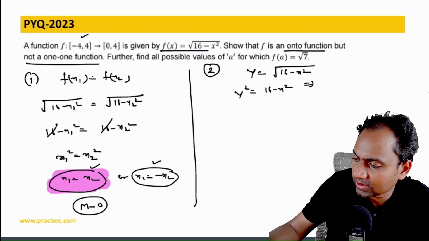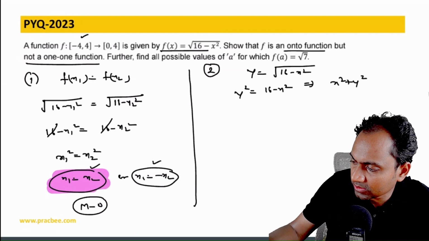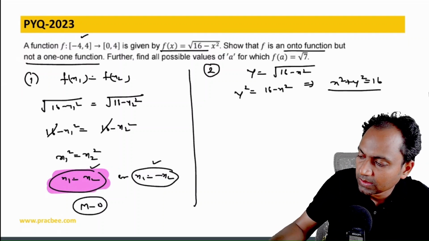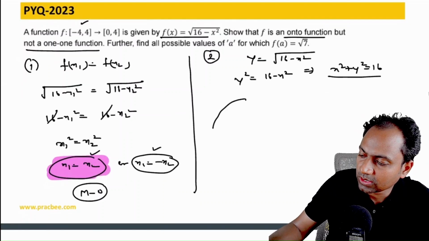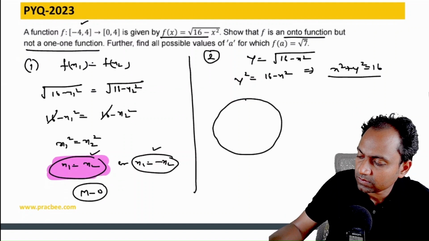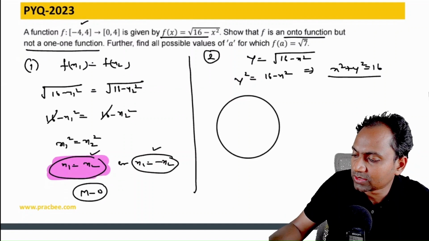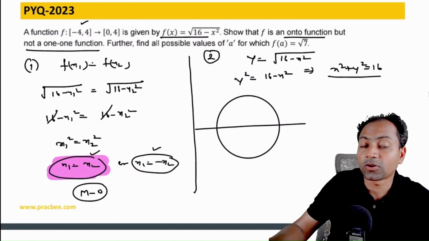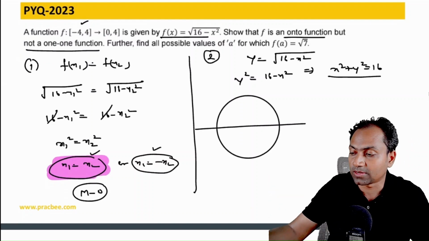So you can see that this comes out to be a circle, x square plus y square equal to 16. If I draw the graph, this is how the graph looks like. Now here, this is the graph of a circle. We are not getting the whole circle here. We are getting a semicircle. Why?